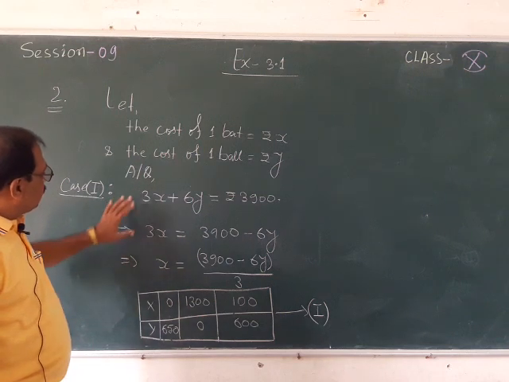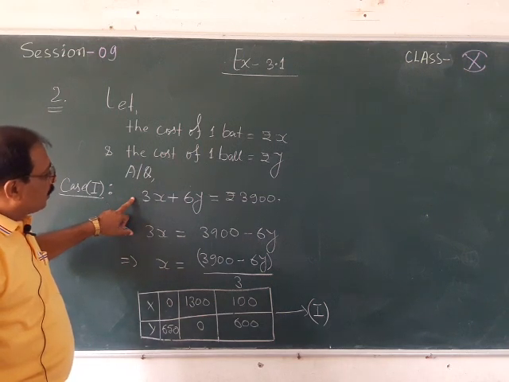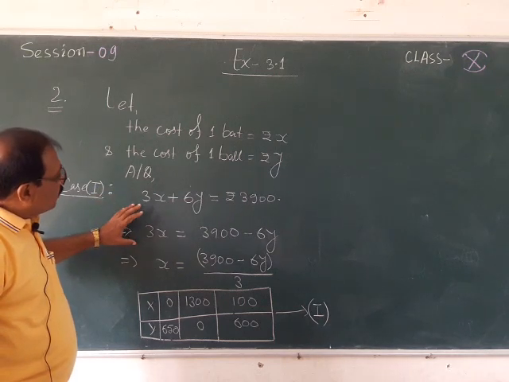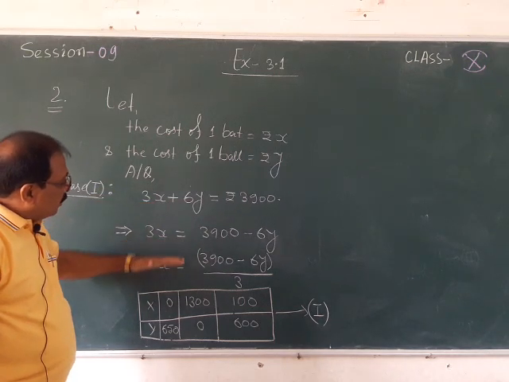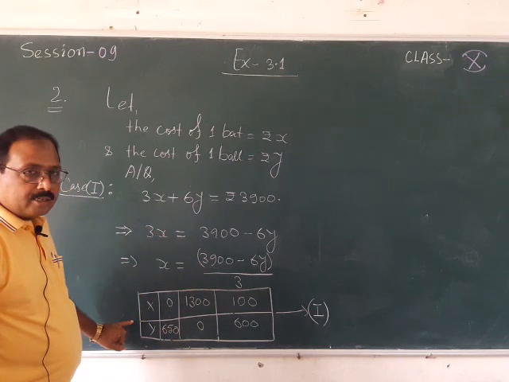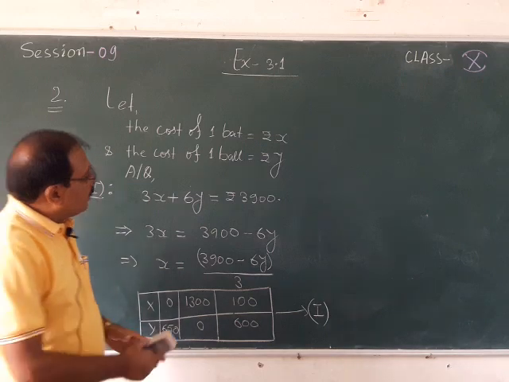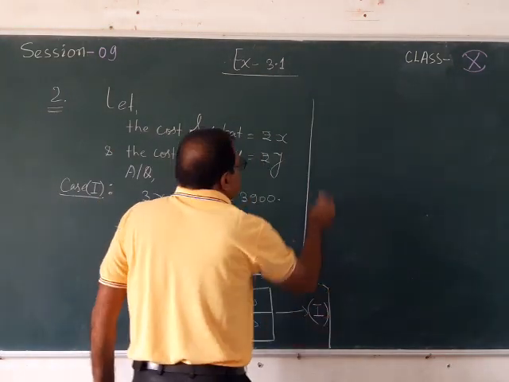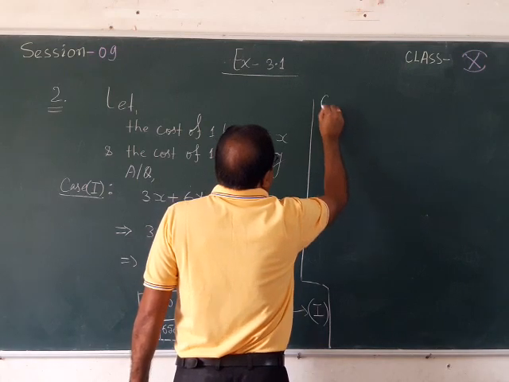So the first equation, in case number 1, is ready, and now to get its graph, the equation is changed accordingly, and I am having the solution set number 1. In the same way, you have to go for the second case, case 2.